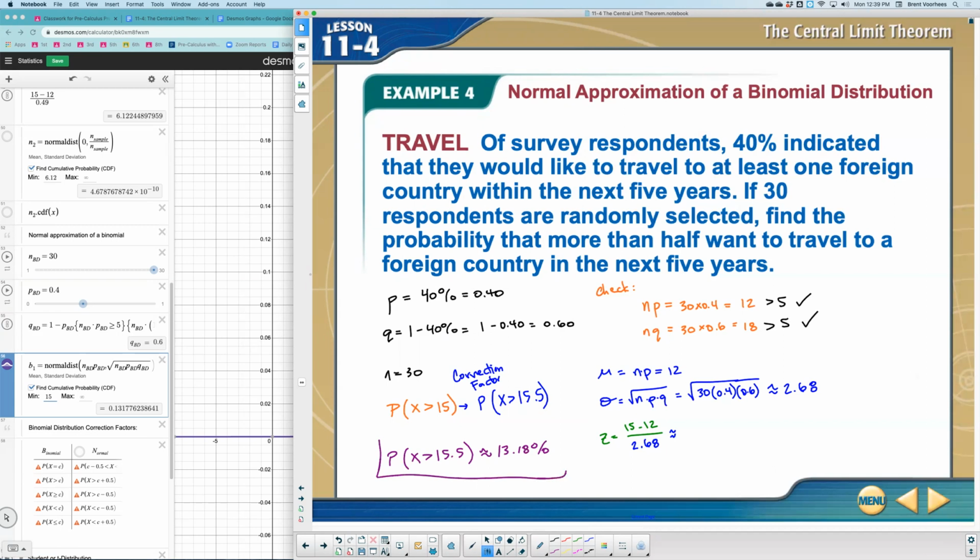We'll travel to at least one foreign country over the next 5 years. The probability that over half the people travel, even though the overall probability is 40%, what's the probability that out of 30, over half will actually do it? It's 13.18%. Okay, so what does this number have to do with anything?